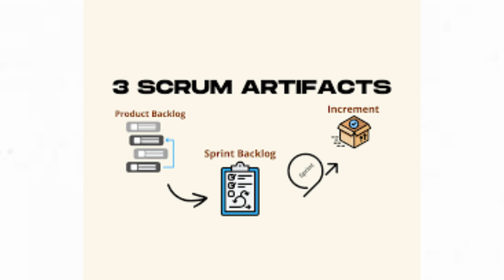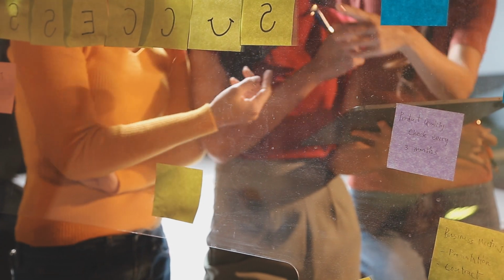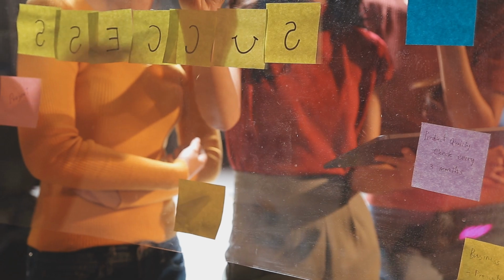So, to recap, the key Scrum artifacts are the product backlog, sprint backlog, and increment. These artifacts provide structure and transparency, helping teams deliver valuable products incrementally.